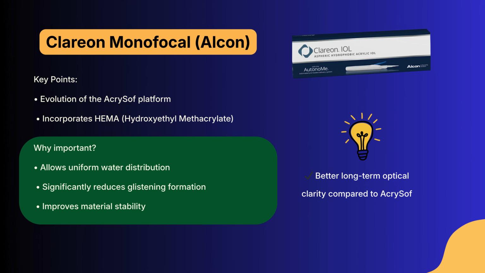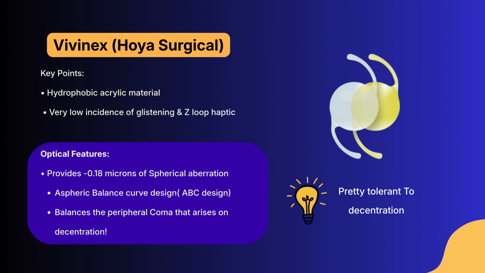The third one is the Vivinex platform. Vivinex is basically from Hoya Surgicals, it's a Japanese brand, and provides a correction of minus 0.18 microns with a unique ABC design. I will not go into the depths of the ABC design. ABC here stands for Aspheric Balance Curve Design.